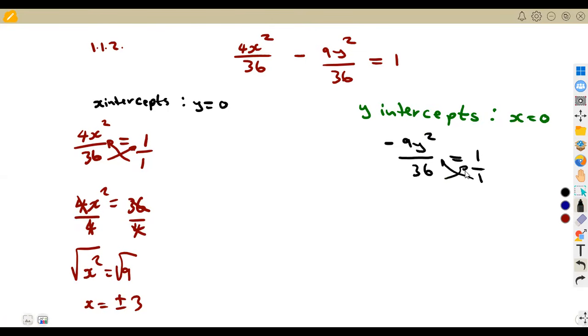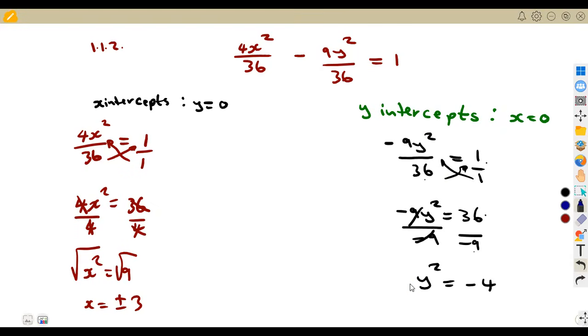And if you cross multiply, that is going to be minus 9y squared is equal to 36 times 1, which is 36. We can divide by -9 by -9. That means we are going to have y squared being equal to 36 over -9. That is -4.